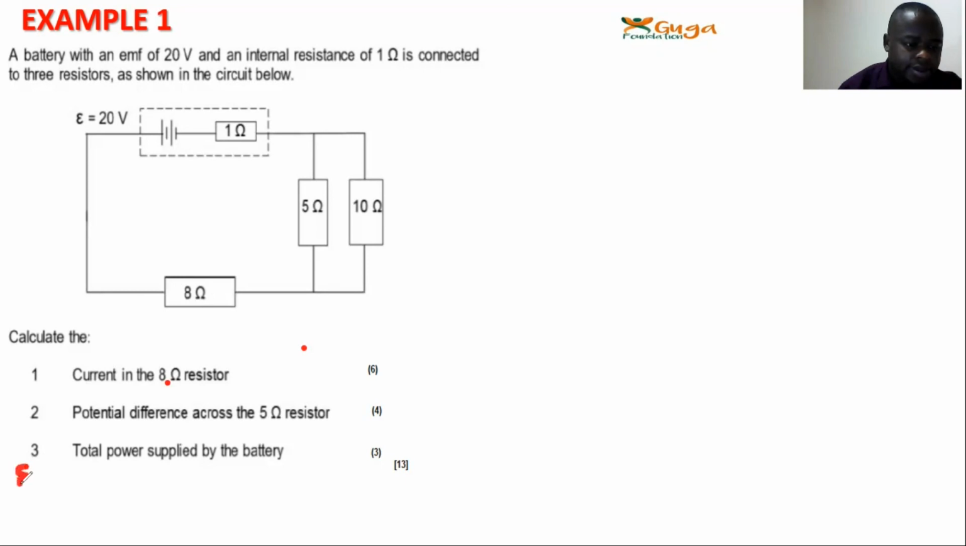You can see EMF is equal to I into R plus small r, right? So now, what is the EMF you're given? And then we're looking for the current. The current which is coming here, this is positive. Current will move from positive, this side, right? Okay, now it means that we just have to calculate the R total.